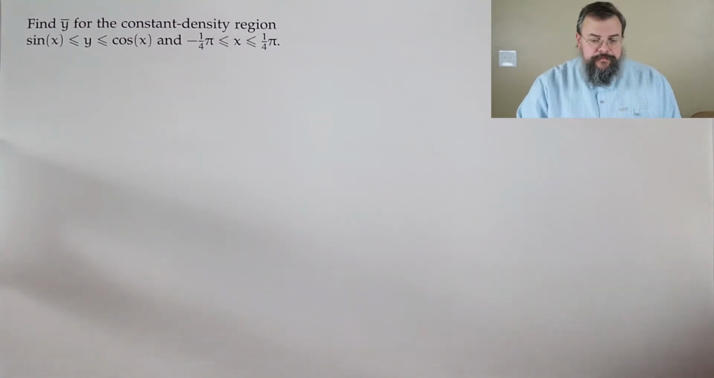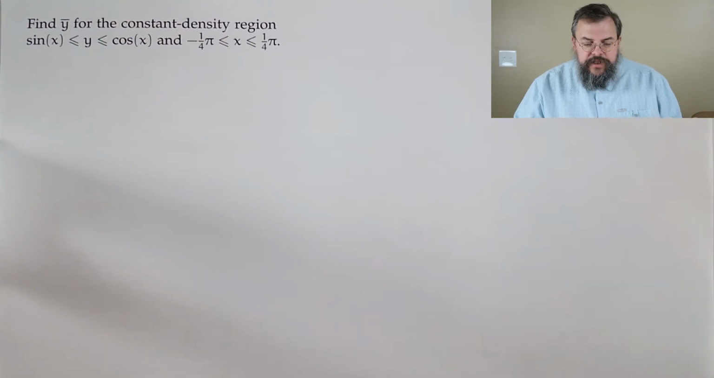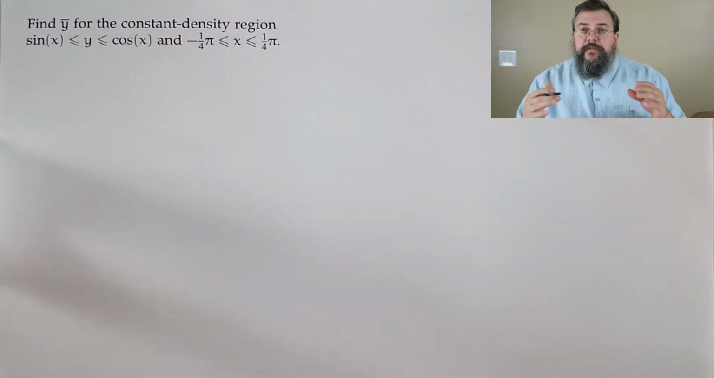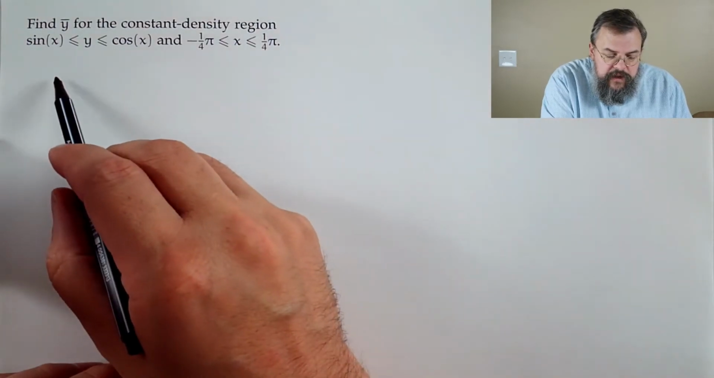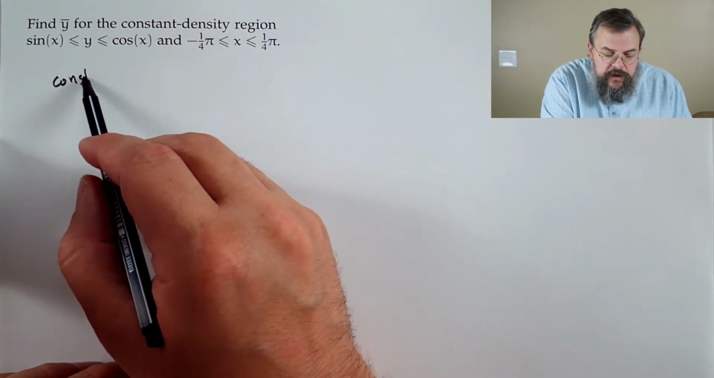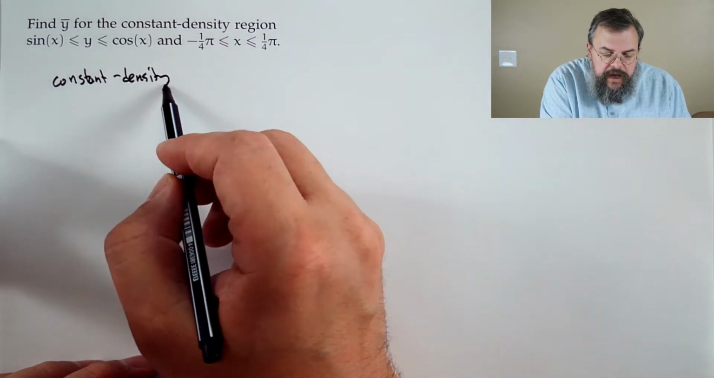Our first problem. Find y bar for the constant density region where y goes between sine x and cosine x, and x goes from negative pi over 4 to pi over 4. Now, whenever you see something that says constant density, and it doesn't tell you what the density is, then what you should say is, well, it doesn't really matter.